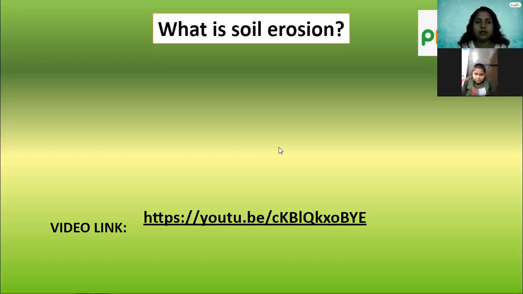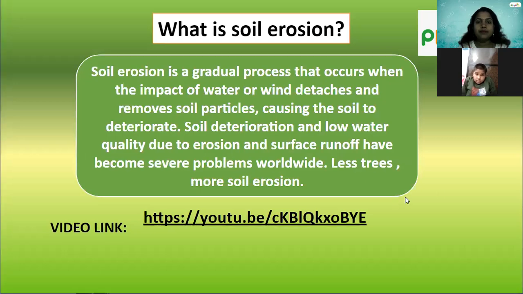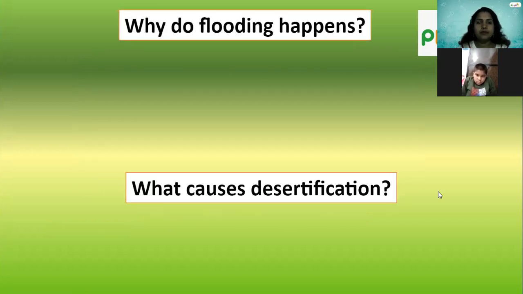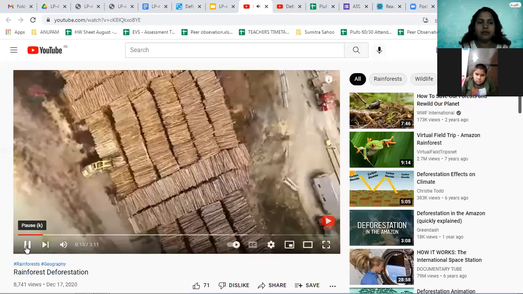what is soil erosion. So soil erosion means deforestation.